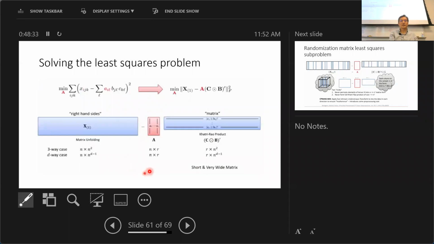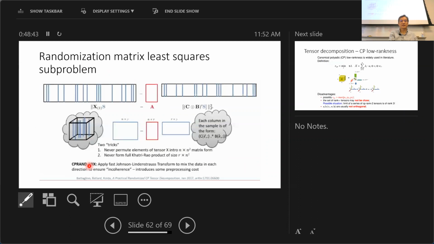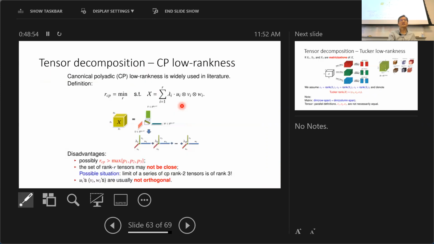There are some tricks that you can use to make this process easier. One of the techniques is called randomized matrix least squares. As you can imagine, this will take much longer than doing the decomposition of the matrices. And the application is low rank.